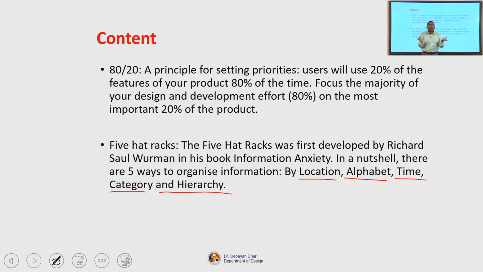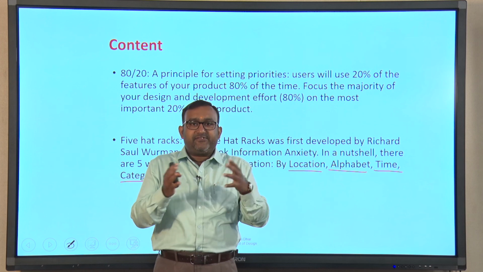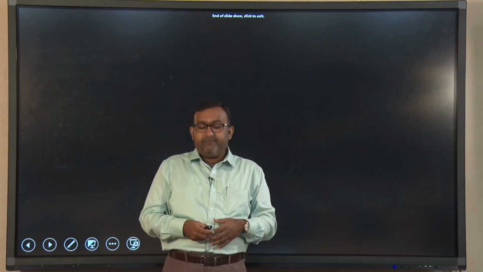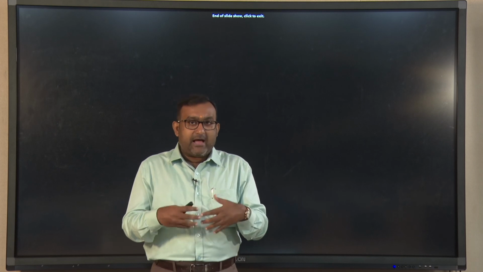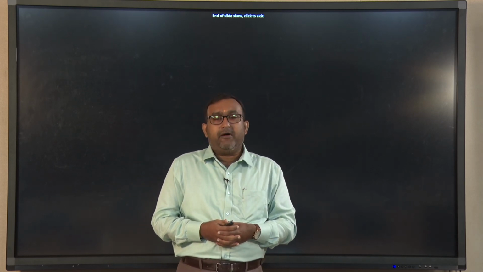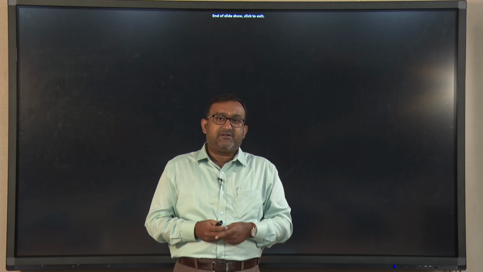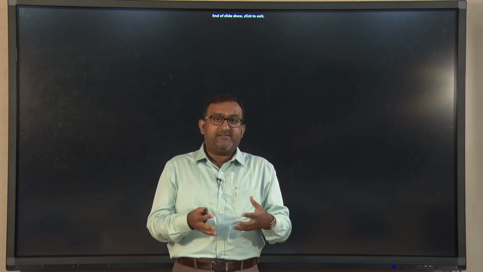So, these are the 5 different ways through which information can be grouped or categorized: location, alphabet, time, category, and hierarchy. Now, you can use it to design the information in your interface, because people have that in their perception, that they look for information that is categorized in these terms, in these groups, right. That is what we call the 5 hat racks. So, this ends our discussion on the frameworks. We will now move forward and discuss the specific details of frameworks that we know as GOMS and KLM.